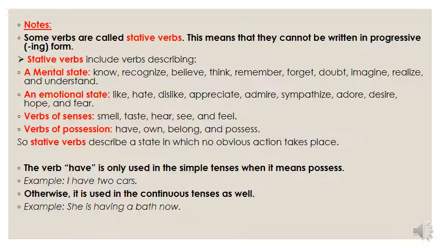Have is used in the simple tenses when it means possess, like I have two cars, I have a red bag, I have a beautiful necklace. Okay, when it means possess. But when it is used as a real verb, as an action verb, it means like I am having or she is having a bath now. It can be used in the continuous tense.